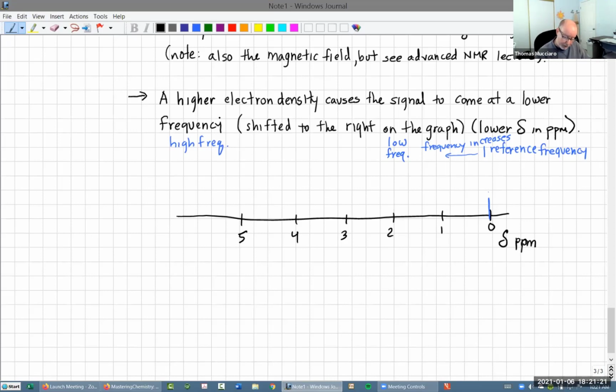So it turns out that high electron density causes lower frequency, which means on the right, this is high electron density. And then this is low electron density, up to about 5. After 5, we're going to see there's another thing going on with magnetic fields. So this is not perfect. All right, everybody cool with that? Okay, so what do I mean by that?